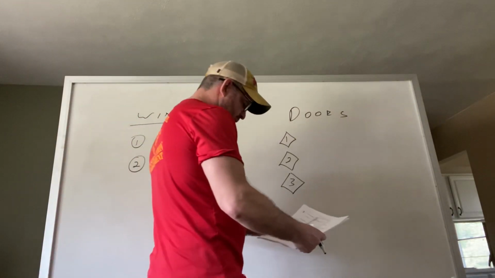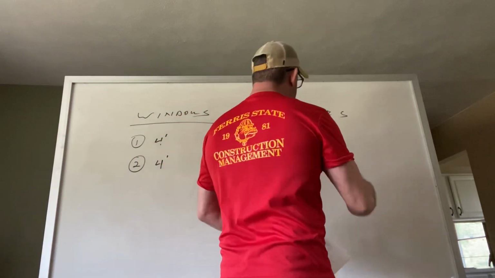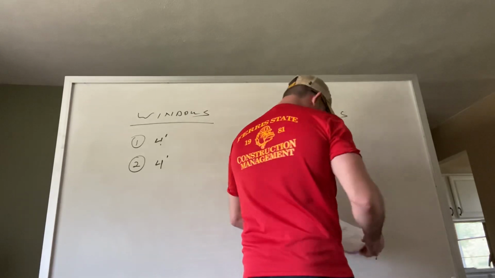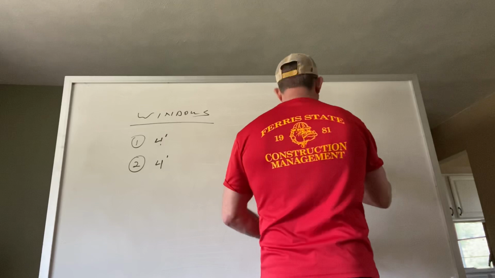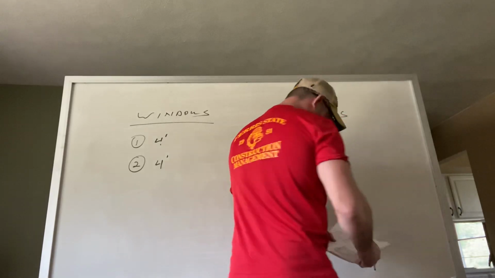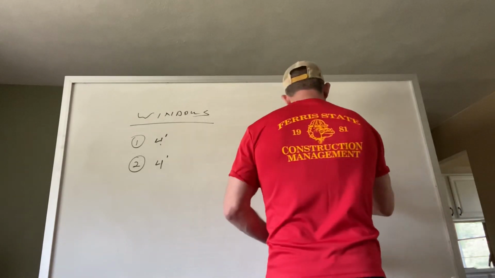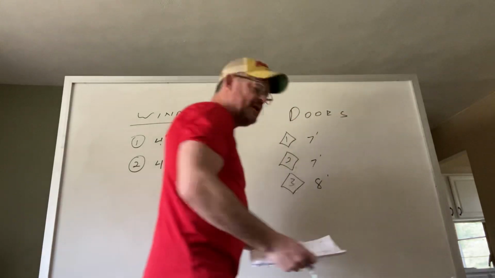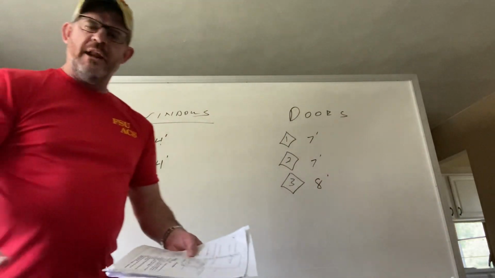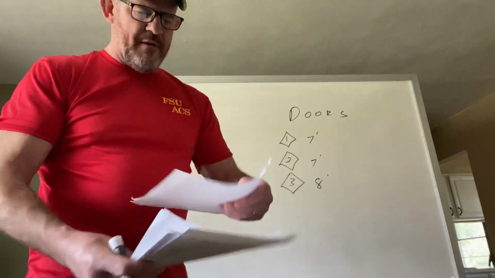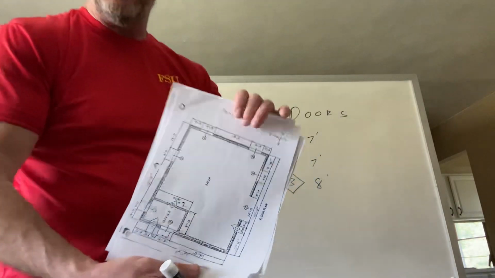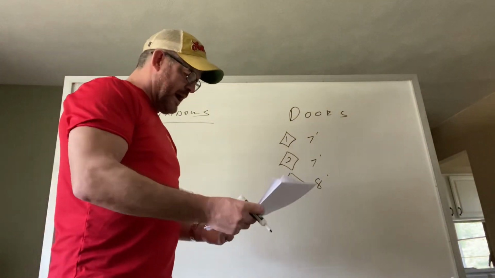For my doors, for my door number 1, I have a height of 7 foot. For my door number 2, I have a height of 7 foot. And for my door number 3, I have a height of 8 foot. Now what do we need? Now we need how many do we have of each? So I go back to that floor plan and I count them up. Everybody should be able to look at their floor plan and count them up.